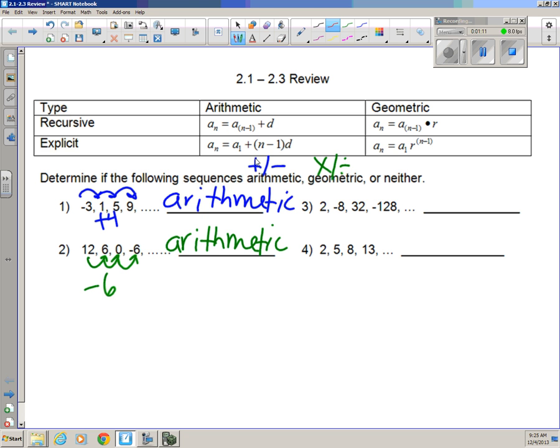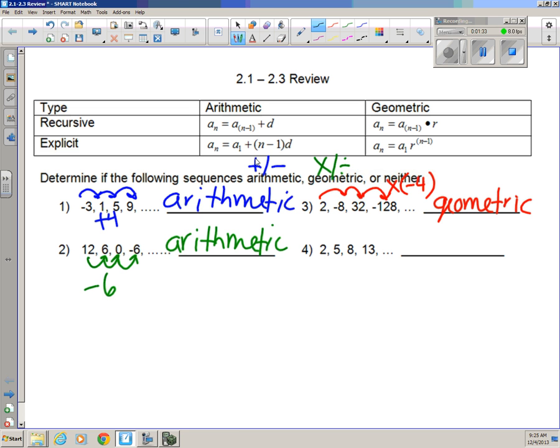On 3, I'm going from a positive to a negative to a positive to a negative. Right there, that should be telling you that you need to be multiplying by some value or dividing, but in this case it is multiplication. And every time you keep going from one number to the next, you're multiplying by a -4. So this then becomes geometric.